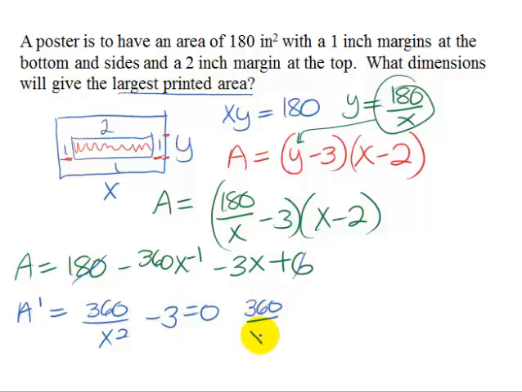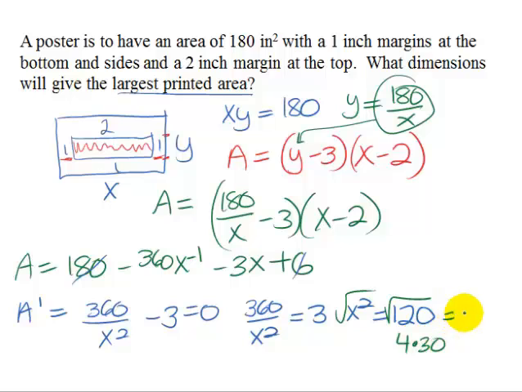So that gives us 360 over x squared equals 3. So x squared equals, multiplying the x squared here and dividing the 3, 120. So now we could square root both sides, and normally we'd put plus minus, but x is a length, so it will only be the positive. So it looks like we have square root of 120, and this is 4 times 30. So we have 2 square roots of 30.